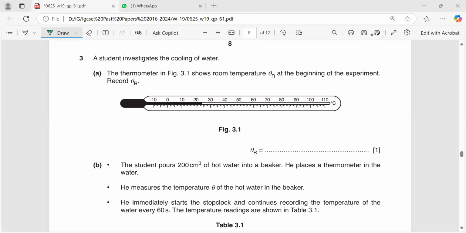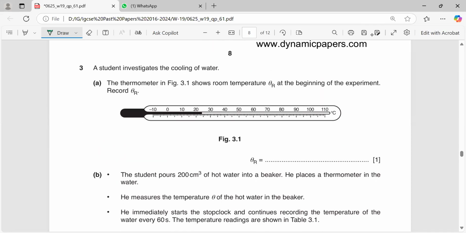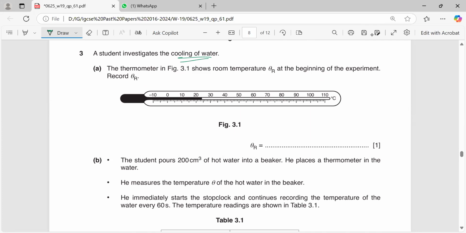Okay, my dear friends, this is the October/November 2019, paper 6, variant 1, and we are solving the second half of this question, starting from question 3. A student investigates the cooling of water. The thermometer in figure 3.1 shows the room temperature theta R at the beginning of this experiment. Record theta R.